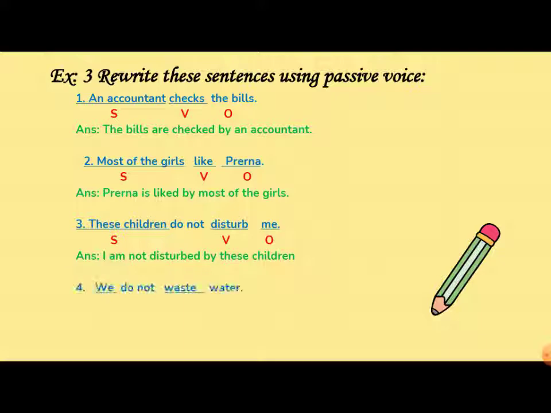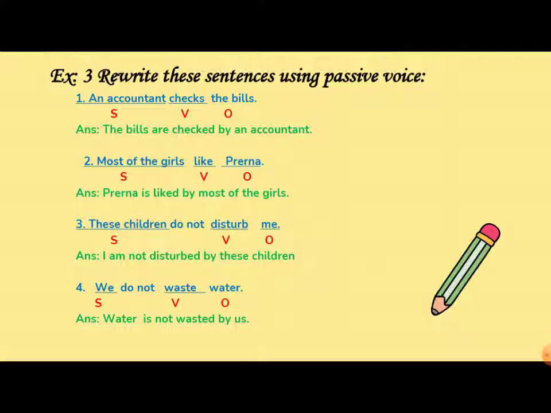Next sentence. We do not waste water. Again you get a pronoun in the subject. We. We is the subject. Waste is the verb. Water is the object. So now when you get a pronoun in the subject, you have to change it into us. Very good. So the sentence will be, water is not wasted by us.